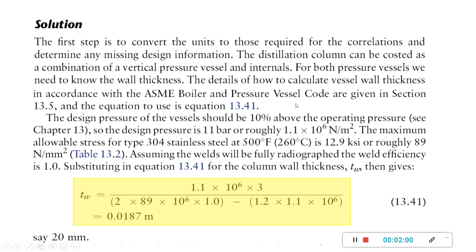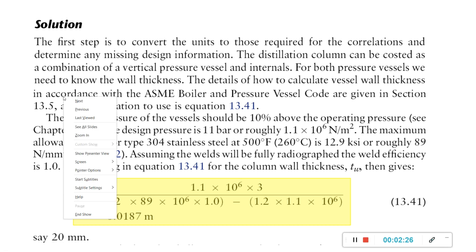The distillation column can be costed as a combination of a vertical pressure vessel and internals. So the distillation column is a vertical pressure vessel plus the trays inside, which are the internals. For the pressure vessel, we need to know the wall thickness. This is what you have done before, to calculate the wall thickness. How to calculate vessel wall thickness is in accordance with the ASME boiler and pressure vessel code.